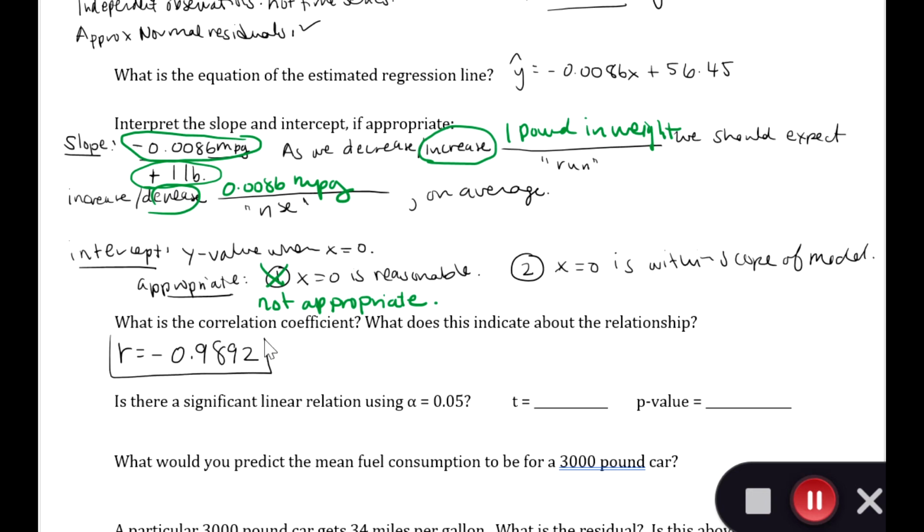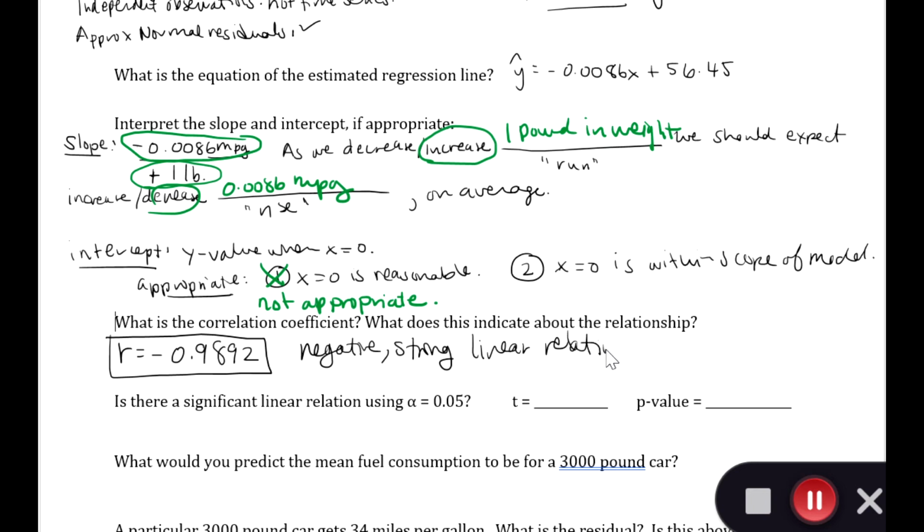Okay. So what this means is that this negative is that we have a negative relationship, and because it's close to -1, it's a strong relationship. So you have a negative, strong, linear relationship.